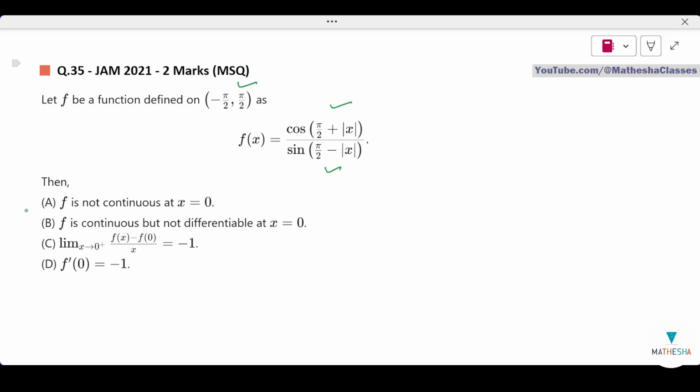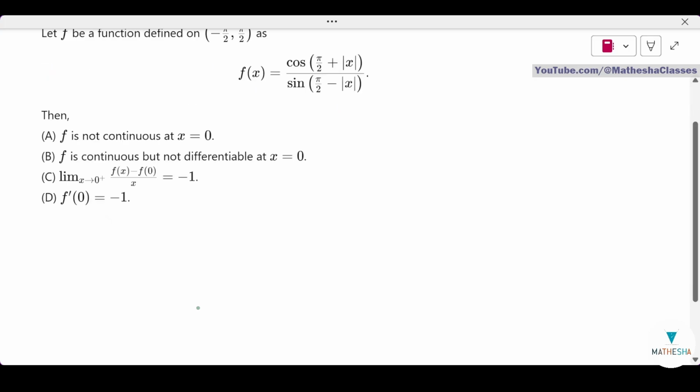4 options are given. A. f is not continuous at x equal to 0. B. It is continuous but not differentiable at 0. Third, limit x tends to 0 plus fx minus f0 by x is minus 1. And fourth, the derivative of f at 0 is minus 1.